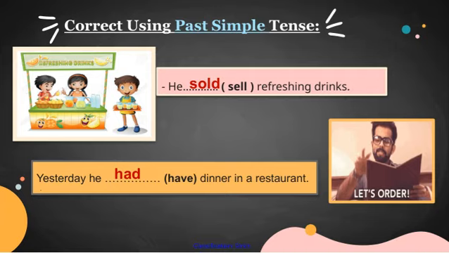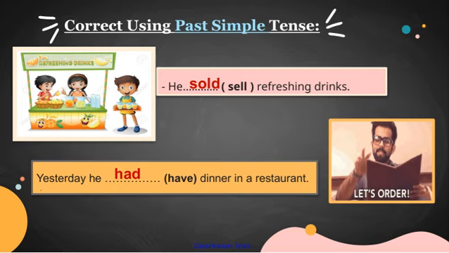Yesterday, he had dinner in a restaurant. This is a simple example of how we use the past simple tense to talk about completed actions in the past. Notice that had is the correct past tense form of have in this context. Now let's look at the second sentence. He sold refreshing drinks. Here, sold is the past simple form of sell.